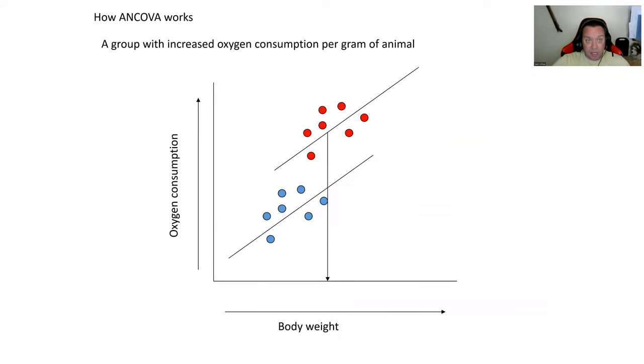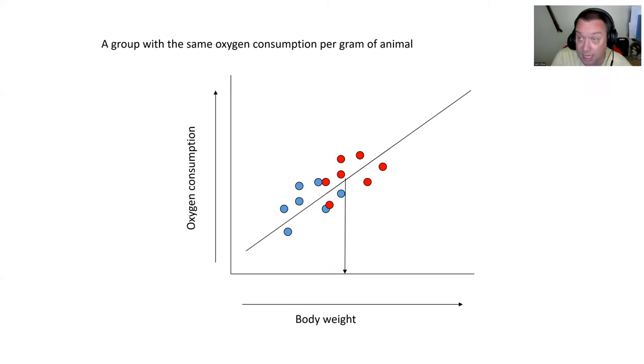Okay, so how does it work? In really simple terms, we can look at a couple of groups of animals. So this is a group with increased oxygen consumption or energy expenditure per gram of animal. And you can see that the red dots here and the blue dots here have got identical regression slopes because I've copied and pasted them in PowerPoint. But if we were to look at these parallel slopes, we can see that they are offset. The slope of the red mice is above the slope of the blue mice. And if they were all at the same weight and we slid them all down this line, then they would have a higher oxygen consumption at the same body weight.